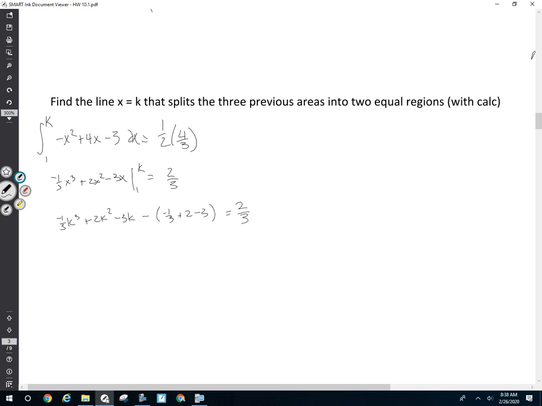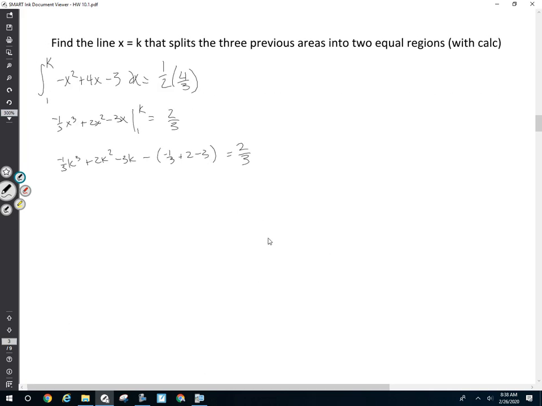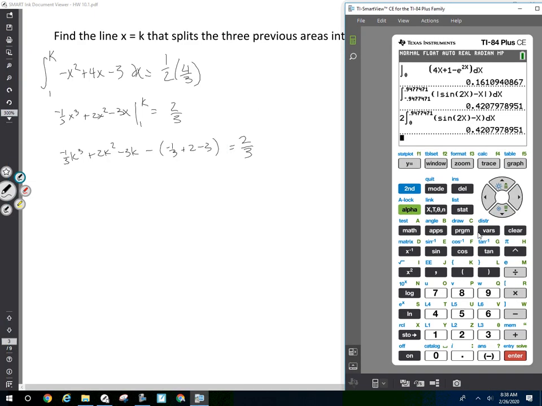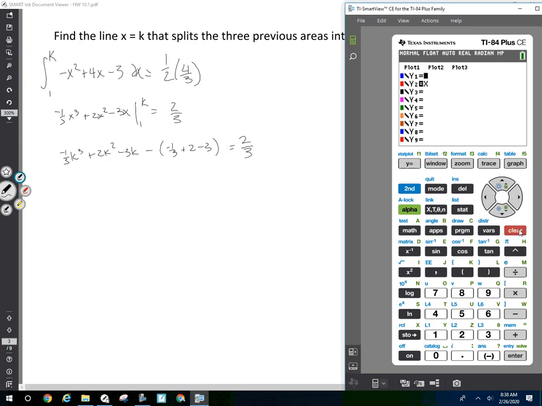Yikes, I don't want to solve that. Don't worry, this is the easy part. If we set it up, now we can solve using our calculator. And we'll go back and solve that using our calculator. So we get y equals the left side and y equals the right side, and we can find the intersection. This is how you can solve any equation.